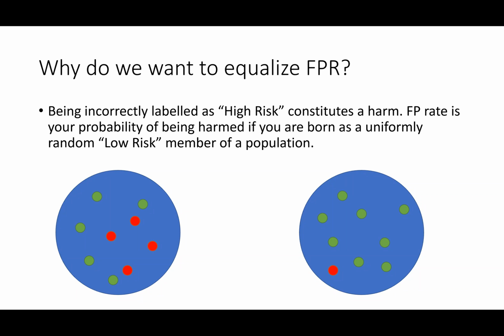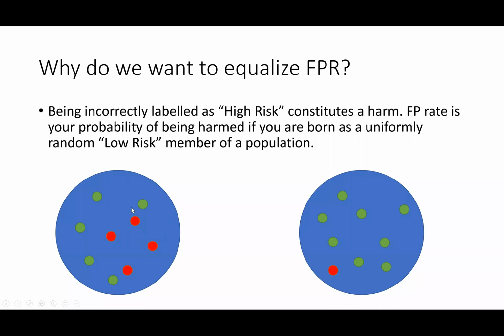And so the false positive rate within a population is the probability that you will be harmed by one of these mistakes of the classifier if you imagine yourself as being born as a uniformly random low-risk member of the population. Okay, so if we imagine that we've got two populations represented by the circle on the left and the circle on the right, and everyone within these circles is low risk, and you are going to be born as a uniformly random low risk person. But the red circles within these balls are the people who are mistakenly classified as high risk and therefore have come to harm as a result of the mistakes of our classifier. Then the false positive rate is your chance of being one of these people who are harmed by the mistakes of the classifier if you're born as a uniformly random person.